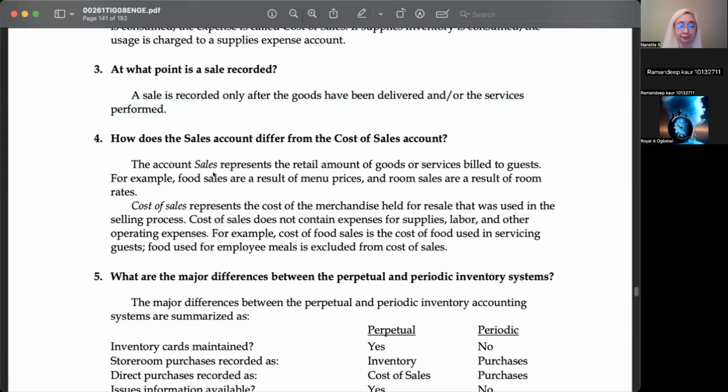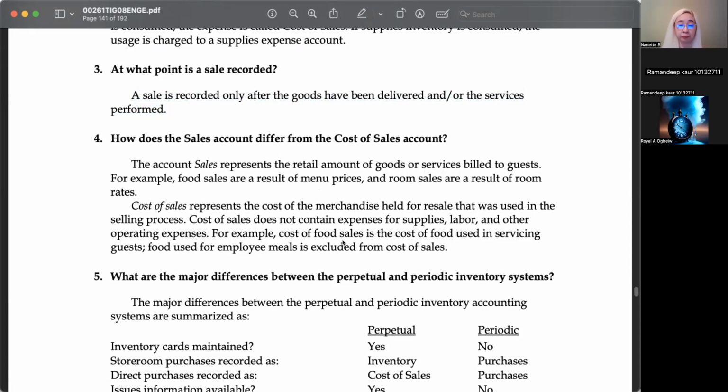And the account sales represent the retail amount of goods or services billed to guests. For example, food sales are a result of menu prices and room sales are a result of room rates. Cost of sales represent the cost of merchandise held for resale that was used in a selling process. Cost of sales does not contain expenses for supplies, labor, and other operating expenses.